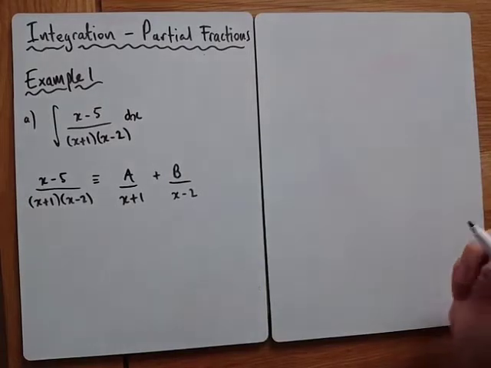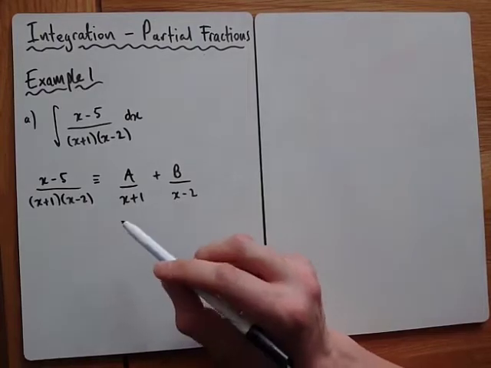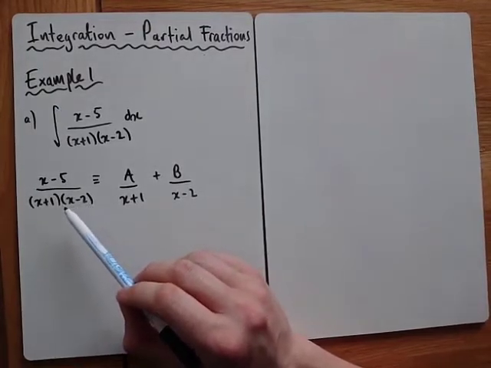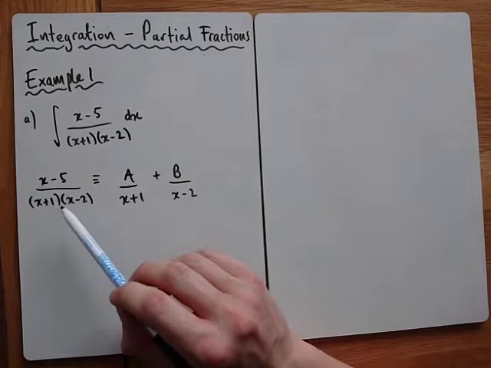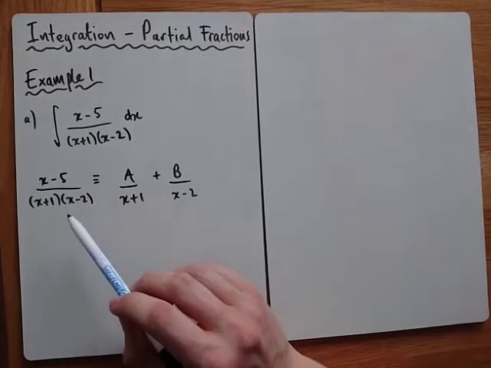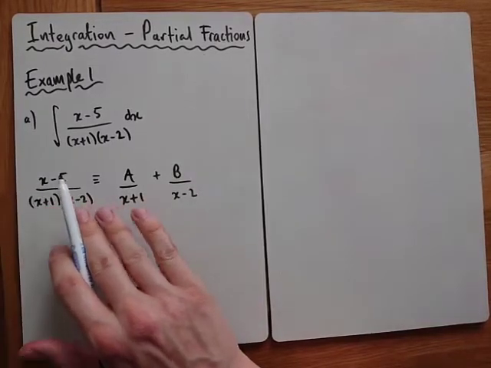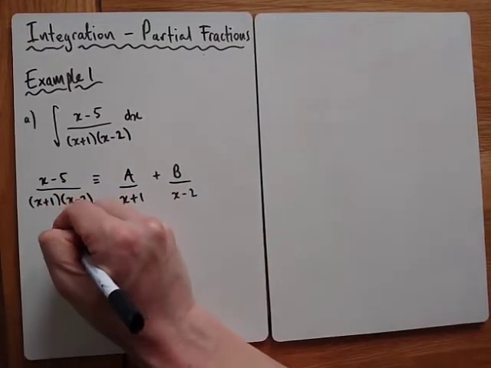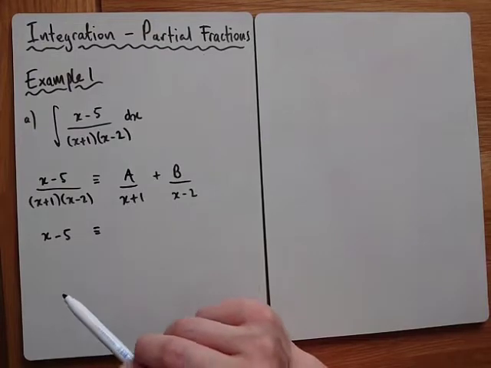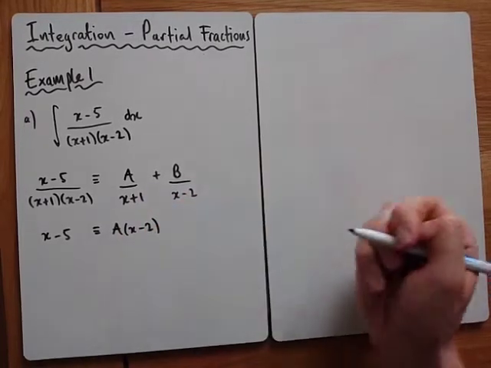Now, there's a couple of techniques we can use. One's called equating coefficients. We'll show you that later in the year. For now, let's just do the partial fractions technique. The way that we do this is we want to compare the left-hand side with the right-hand side. And you can't compare these two separate fractions with one fraction. So the first key step is to multiply throughout to get rid of all the fractions. So let's multiply by x plus 1 and x minus 2. So we'll say x minus 5 equals. Now if I multiply the right-hand side by x plus 1 and by x minus 2, the x plus 1 would cancel, so A would be multiplied by x minus 2.